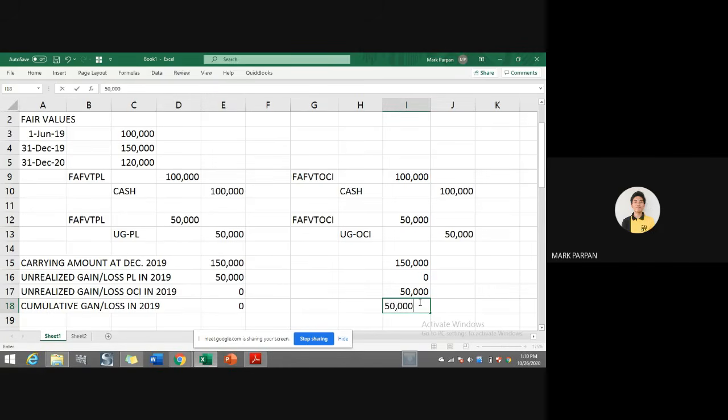Okay? Because this is our only entry for our next OCI. So, for the year, that is the cumulative. Okay? So, first entry pa lang natin. Okay, so I hope that the first year, the 2019, was clear for everyone.